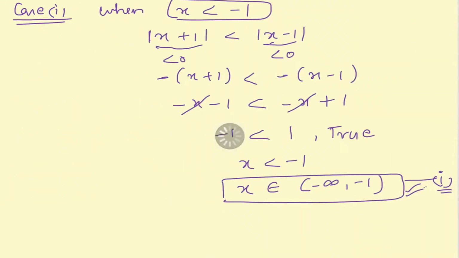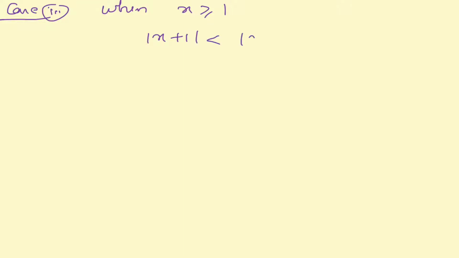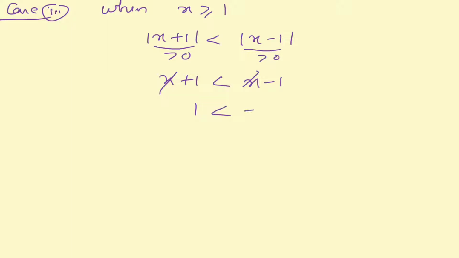And the third case is when x is greater than or equal to 1. That is nothing but mod of x plus 1 less than mod of x minus 1. X is greater than or equal to 1, so this will be positive, and this will also be positive. That is nothing but x plus 1 less than x minus 1, x cancels out, 1 is less than minus 1, that is not true, so there is no solution for x.